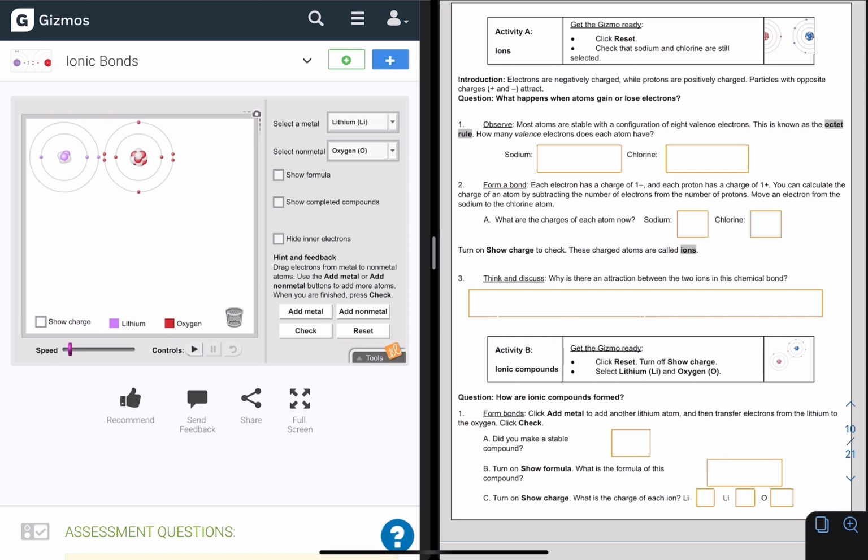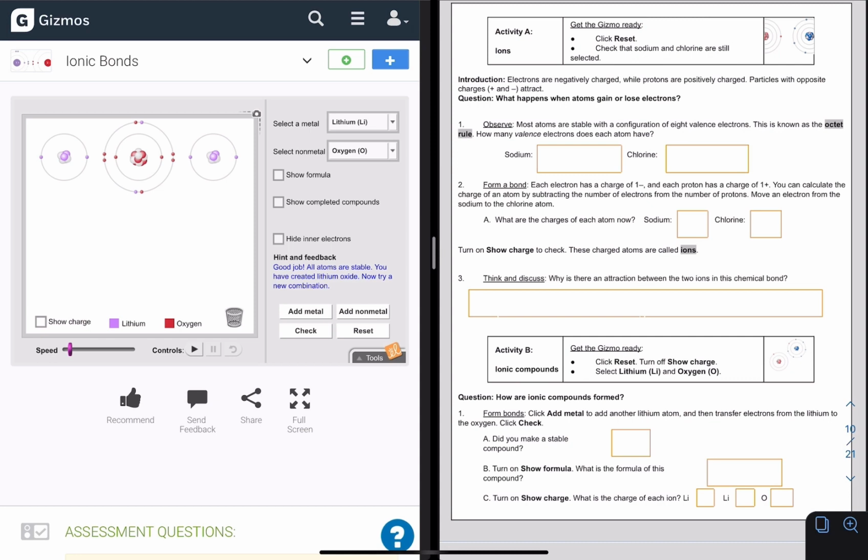And now the question is, how are ionic compounds formed? So number 1, form bonds. We're going to click add metal to add another lithium atom. So we just added it. And then we're going to transfer electrons from the lithium to the oxygen and click check. So we're going to transfer these electrons over here, and then we're going to hit the button that says check. And now it's asking us, did you make a stable compound? And it should tell you here where it says a hint and feedback if you did do that. So you're going to write your response in that box.